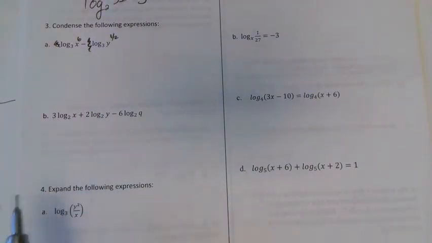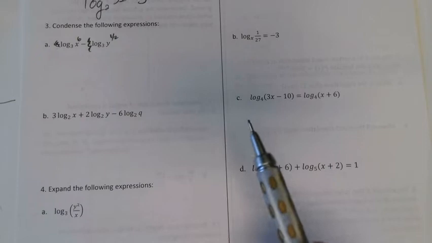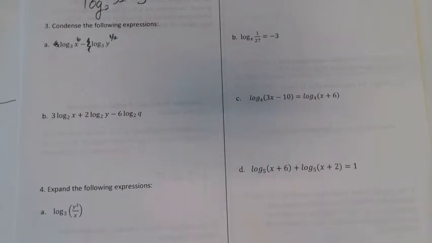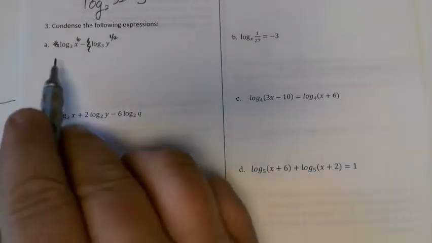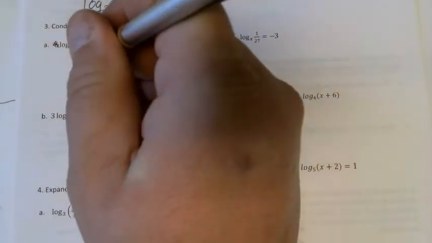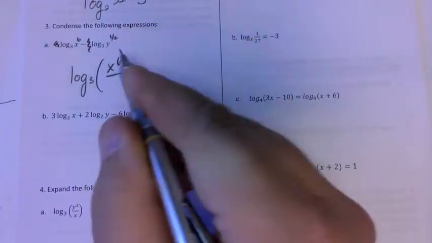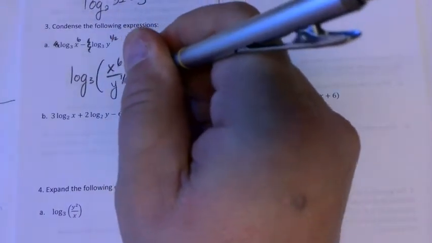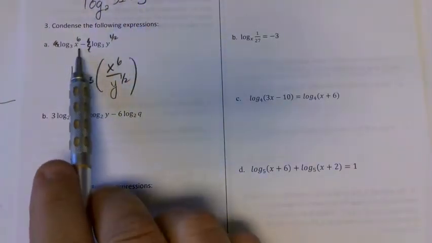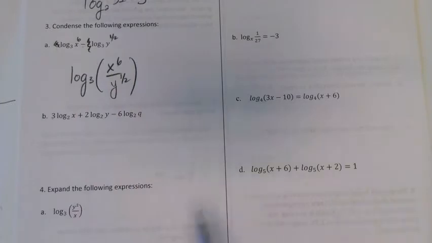Okay, now the other rule is that when you have a log plus a log, you go log and you multiply those insides. When you have a log minus a log, you divide. So this one, they're being subtracted. So I'm going to go log base 3 of x to the 6th over y to the 1/2. It's always the one that's being subtracted that goes on the bottom.